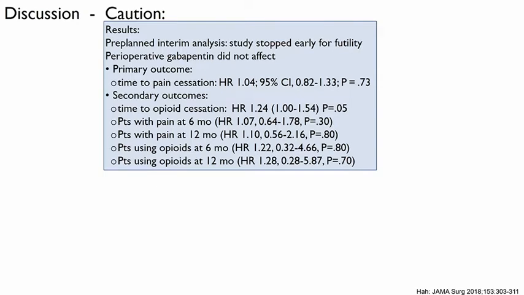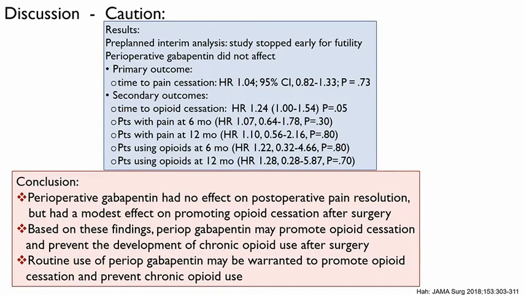No matter how many more patients they were going to enroll, they knew that they were never going to see a different outcome. The primary outcome was the time to pain cessation. And gabapentin had no effect on the time to pain cessation. Primary outcome. Secondary outcomes, time to opioid cessation. And then it was things like pain at 6 months, pain at 12 months, how much opioid was being used at 6 months, how much opioid was being used at 12 months, and there were no significant differences among the primary outcome or the secondary outcome. Good, hard results, clear and unambiguous.